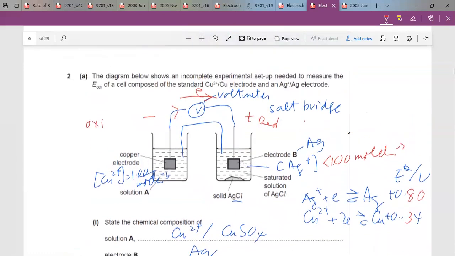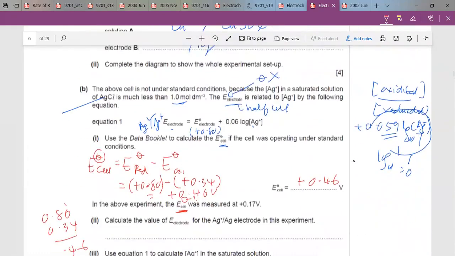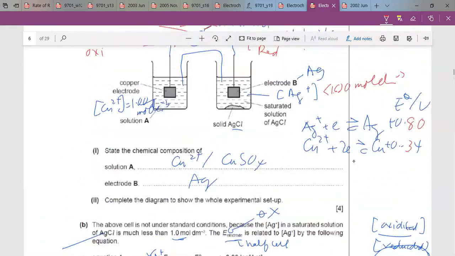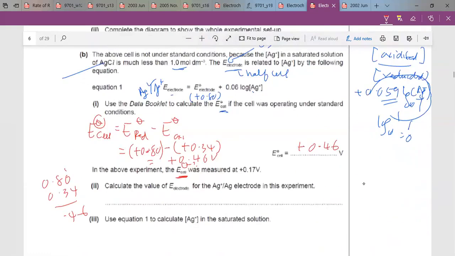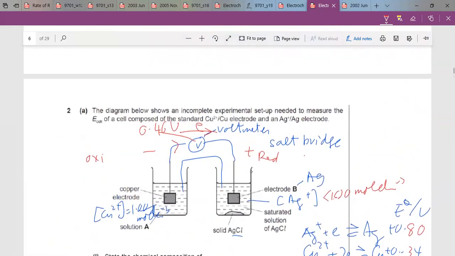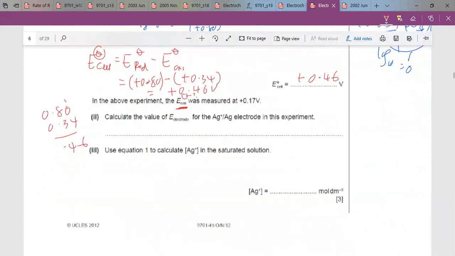So they say the reading here, if it's 1 molar, is 0.46. Now, under these conditions, it's only positive 0.17. It has gone down from here to here. What happened? You say, well, calculate the electrode. Of course, because silver is no longer 1 molar, but the copper is. So very simple, use this again.